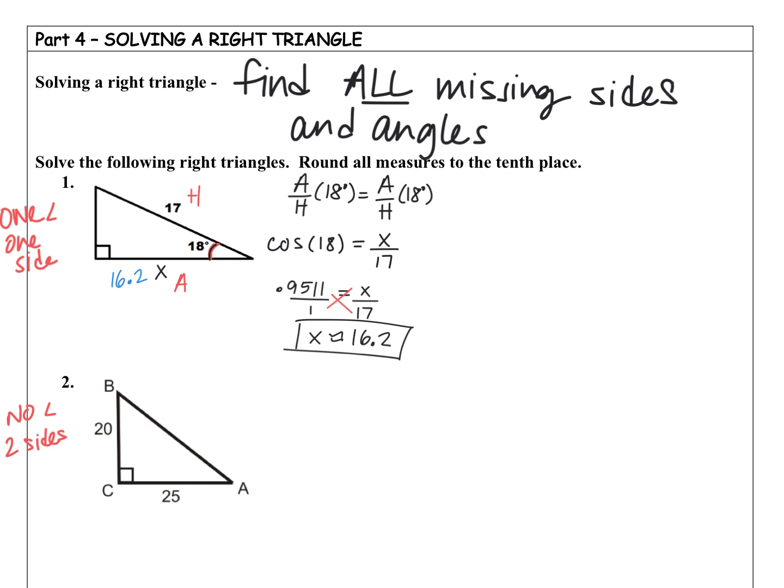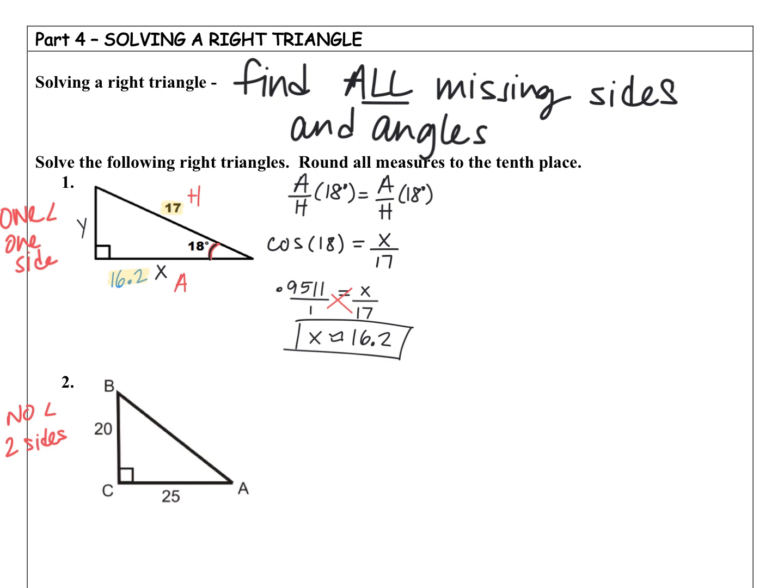Here's the thing. You have 2 options, right? You have 2 sides, 16.2 and 17. You could do trig again. If this is side y, I would use which ratio? The opposite over hypotenuse, I use sine, right? So you could do trig again, and that's certainly an option. You're more than welcome to do that.